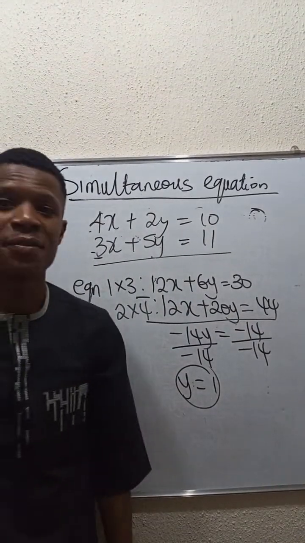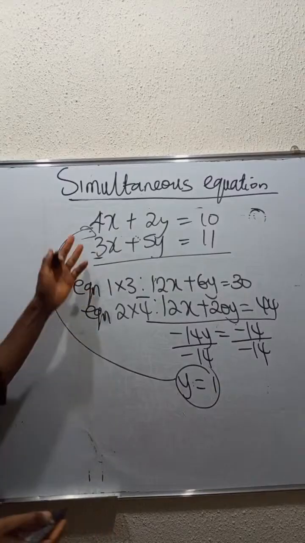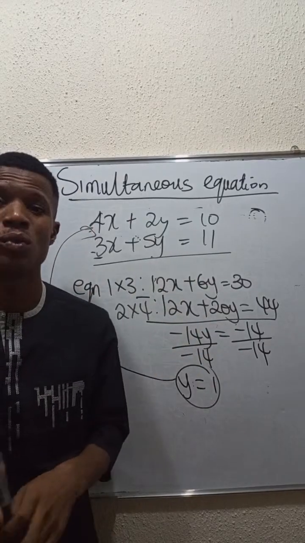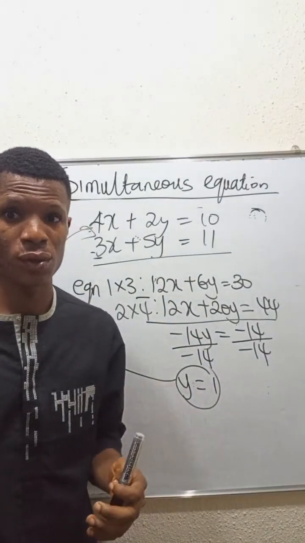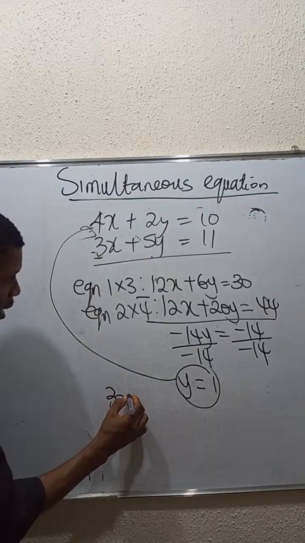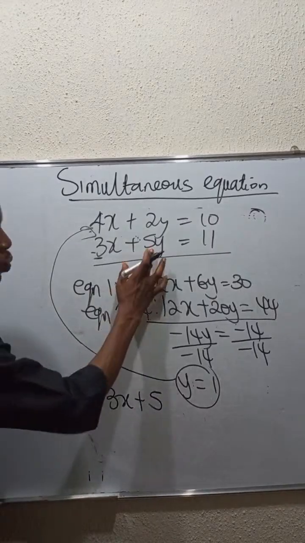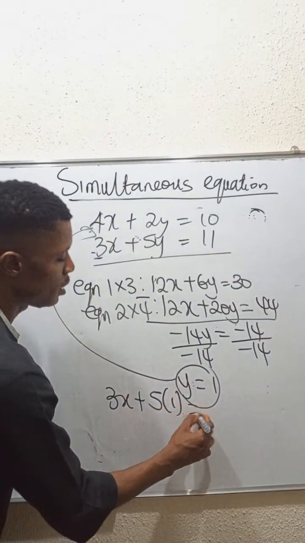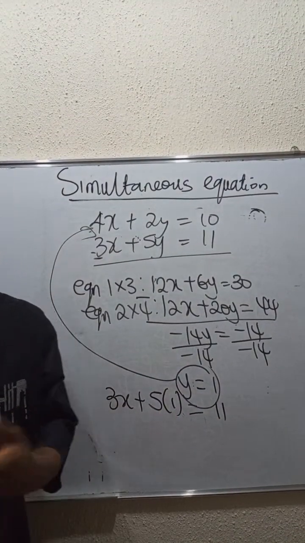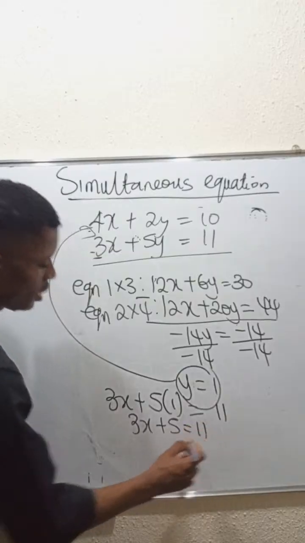So for us to work out the value of x, what are we going to do? All you have to do here is just put back the value of y in any of the equations. We've actually used equation 1 too much, so let's use equation 2. But any one you use here will definitely give you the needed solution. So I'll use equation 2. I have 3x plus 5, and instead of writing y, I will just put in 1. What is 5 times 1? 5 times 1 is 5. So that gives 3x plus 5 is equal to 11.